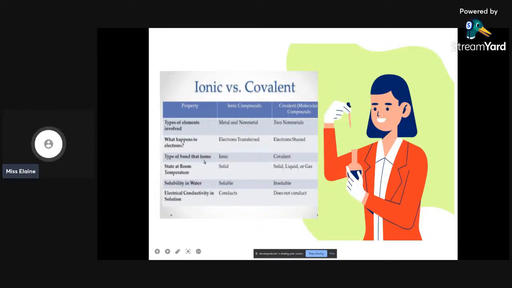Types of bond that forms: ionic and covalent. State at room temperature: when it comes to ionic, it is solid only. When it comes to covalent, solid, liquid, or gas. Electrical conductivity in solution: ionic conducts, because we all know that metal is a good conductor of electricity. While covalent does not conduct. That's all about compounds and types of compounds.